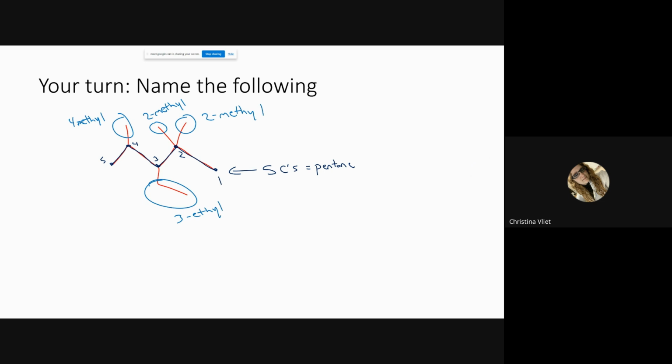Finally, what do we do now? Alphabetize. Ethyl comes first. 3 ethyl. Then you'll have 3 different methyl groups. 2 on carbon 2 and 1 on carbon 4. So we would call that 2, 2, 4, and what? There's 3 different methyl groups. So we call that trimethyl. Okay. Make sure you write it down.